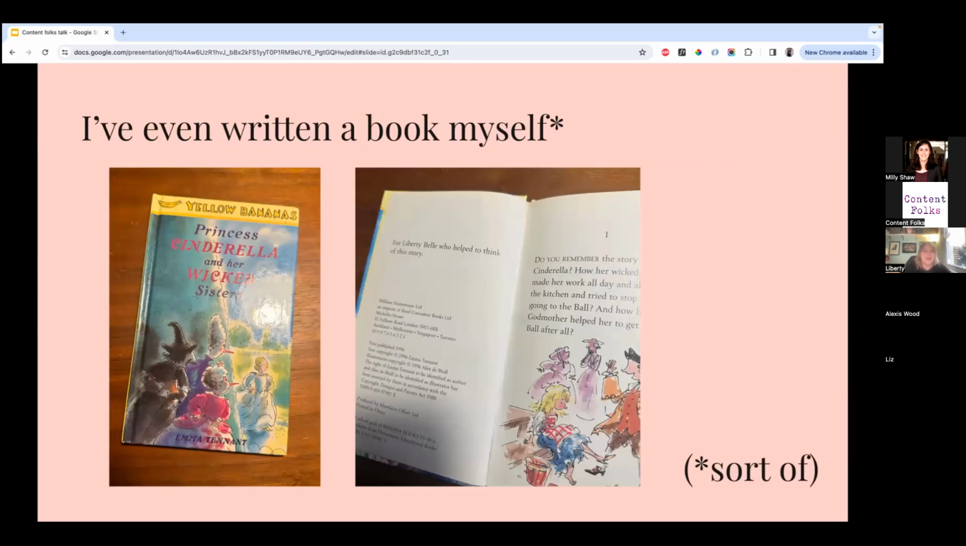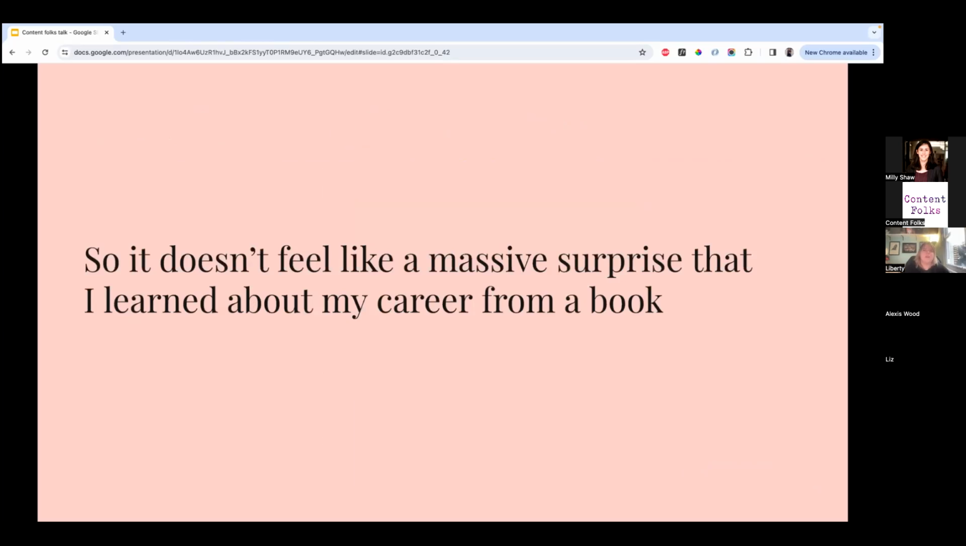When I was 8 years old, I helped my grandma write this children's book, which was meant to be a sequel to Cinderella, and she dedicated it to me. So it's not really any surprise that I learned about my career from a book, pretty much.